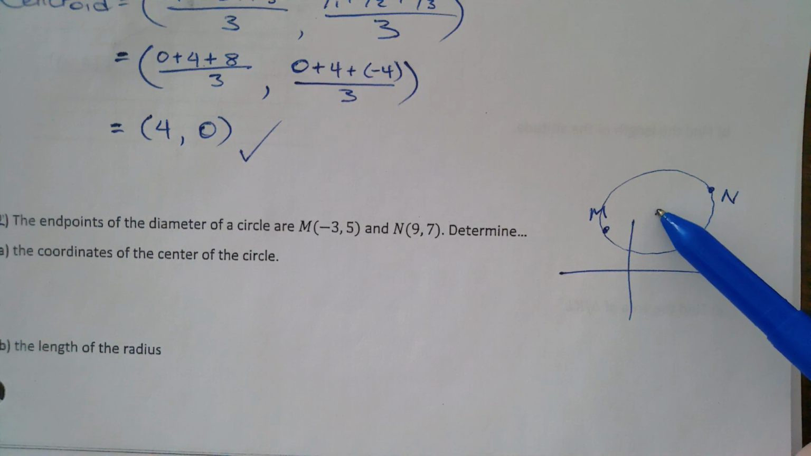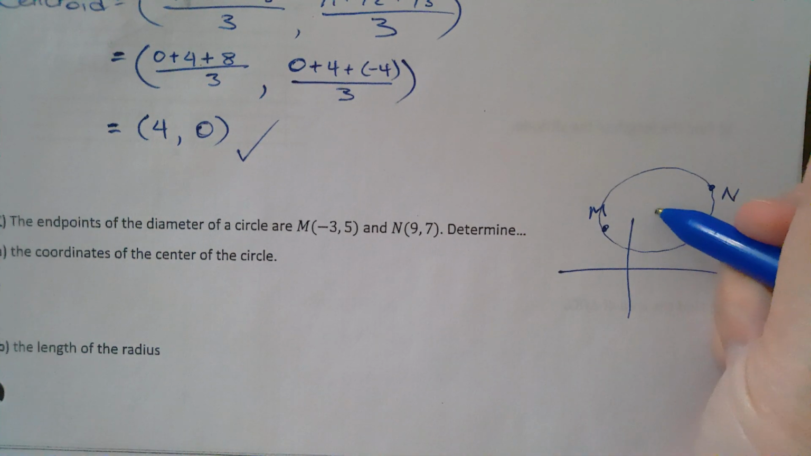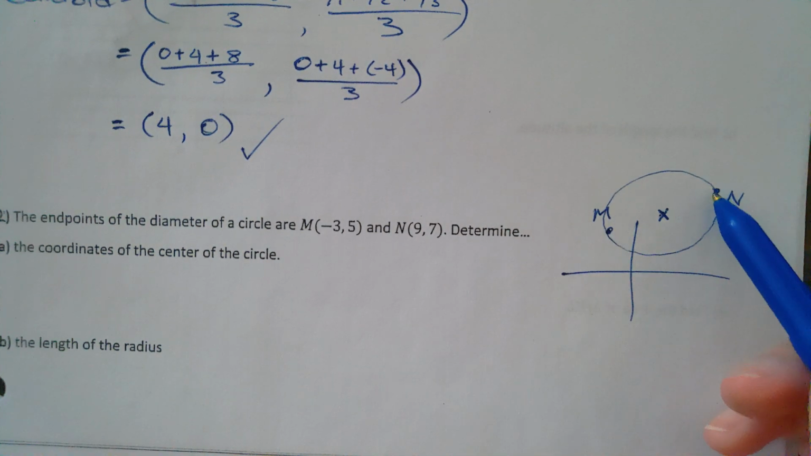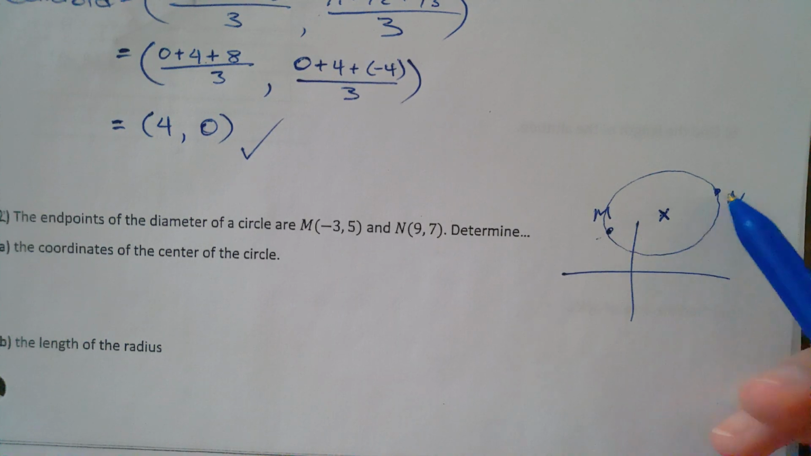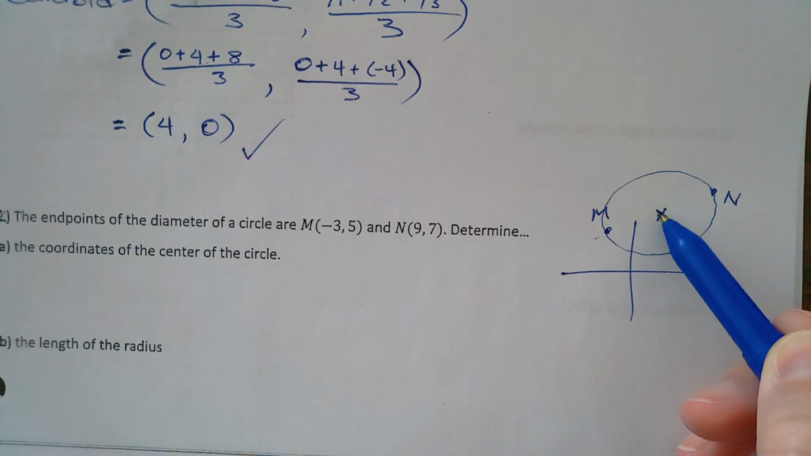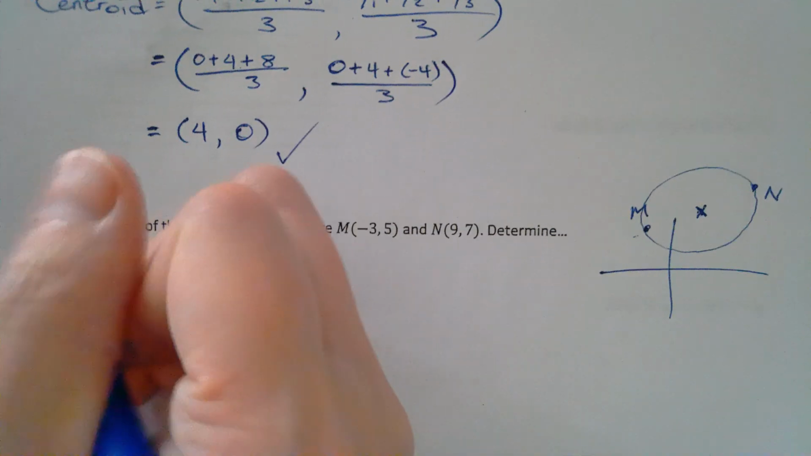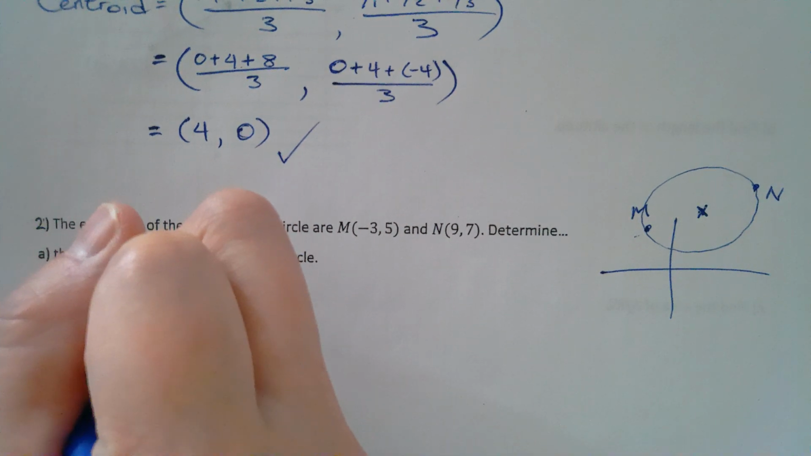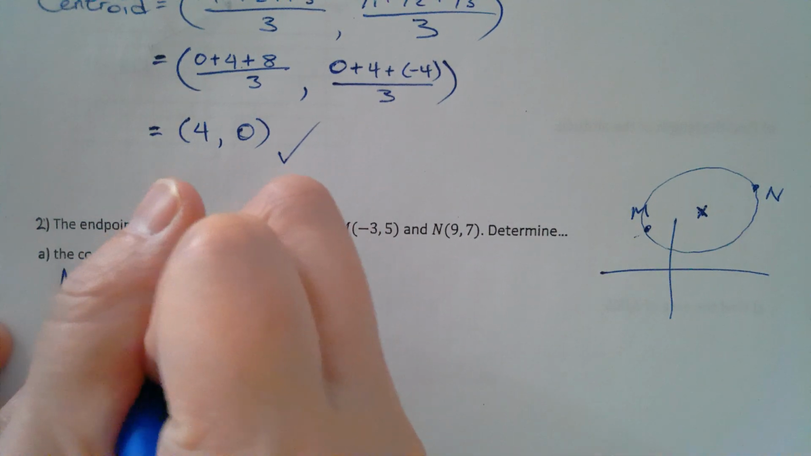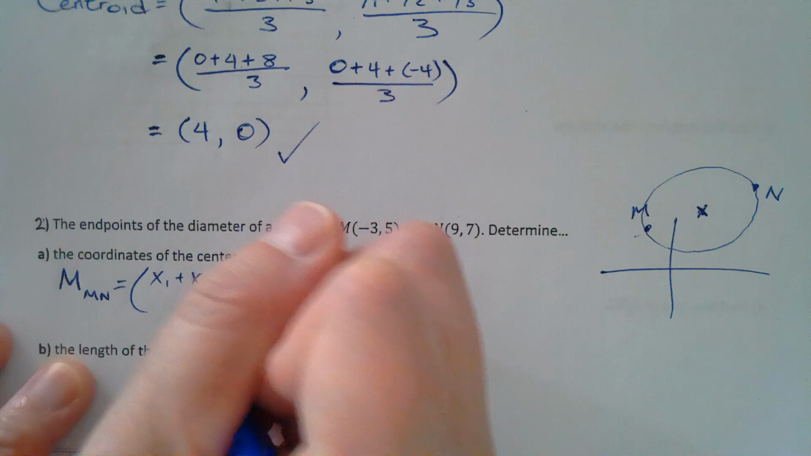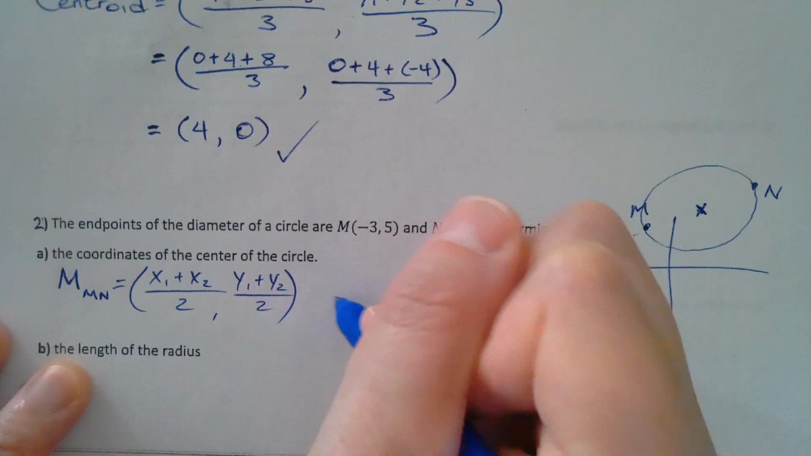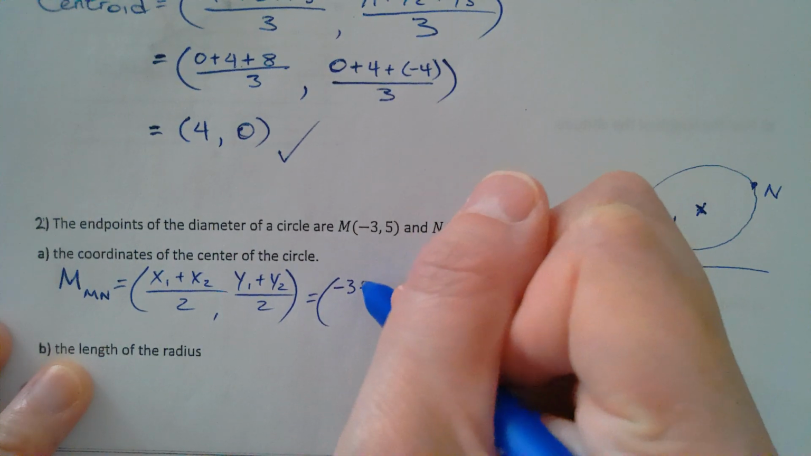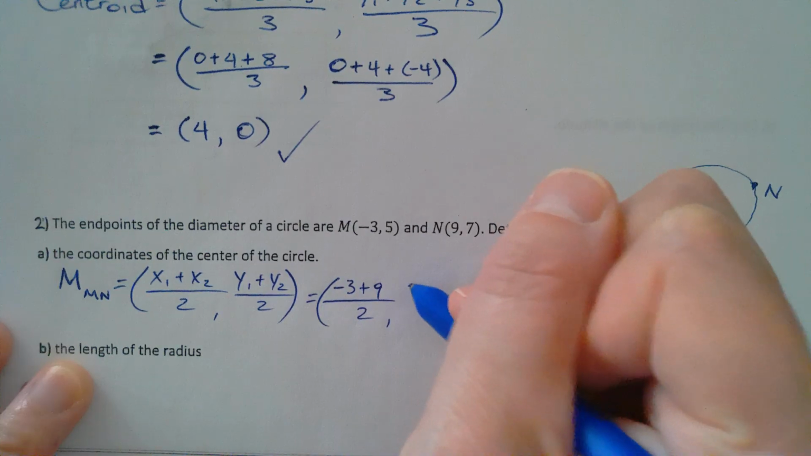Right? Or Joy, find a midpoint, right? If these two are the endpoints of the diameter, then the middle of it would be the center. Okay, aka the midpoint. So I'm just using the midpoint formula between M and N. So x1 plus x2 divided by 2, y1 plus y2 divided by 2. So -3 plus 9, 5 plus 7.